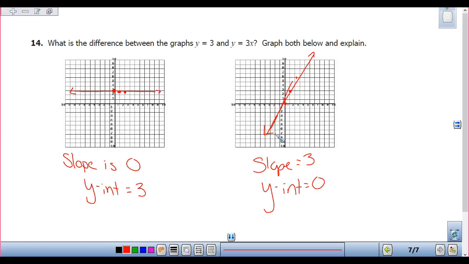So the difference is that my slopes and my y-intercepts are flipped around. One's what kind of a line? What is it when it goes straight across? Horizontal line. One is a diagonal line. Yeah, good. Okay, all good reasons.